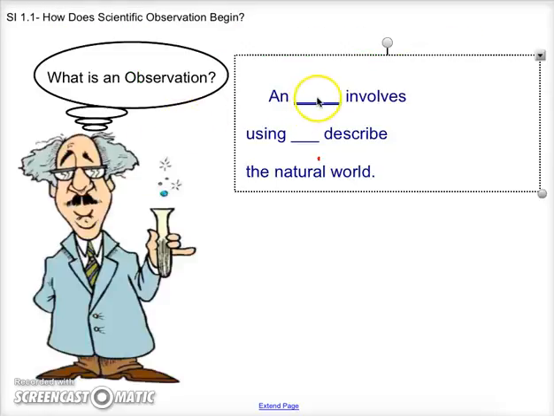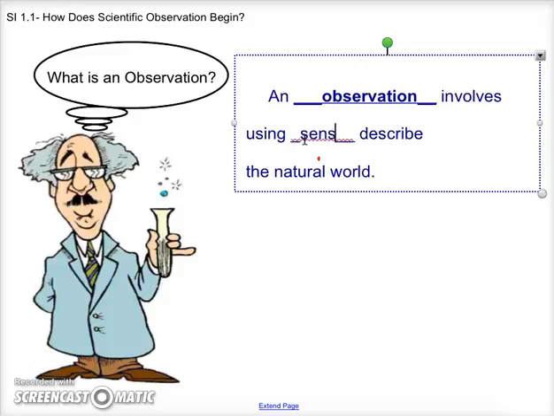So what is an observation? An observation involves using senses to describe our natural world. So we're using our senses to describe the world around us, and we do this daily. Sometimes we don't even realize we're doing it. If we're talking, we are often making observations or using our senses while we speak.